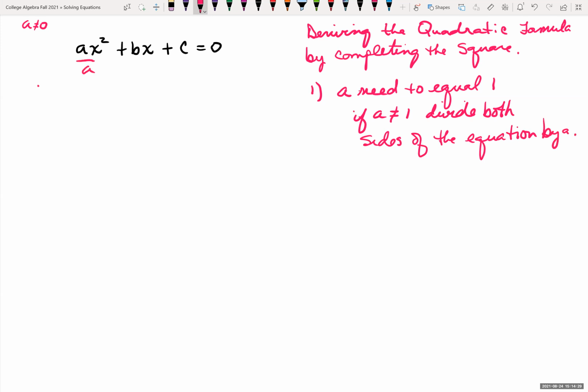Okay, so doing that, I would have ax squared over a, which simplifies down to x squared, plus, well, we don't know if there are common factors between b and a, so we're just going to write it as b over a times x plus c over a is equal to, well, 0 over a number that's not 0 is 0. So once we made sure that the coefficient in front of the x squared is 1, if it wasn't already 1, then the next step is let's get the constant to the other side of the equation.